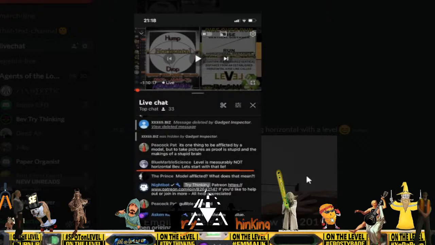Level is measurably not horizontal. It means that someone is making a mistake during measurement. That may happen, of course, but it doesn't mean that he assumes that he's measuring a curve. No, he's measuring a straight line, and he may make a mistake in measuring. But he still is wanting to measure a straight line, not a curved line. He may do that inaccurately.